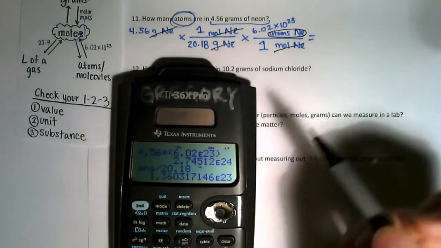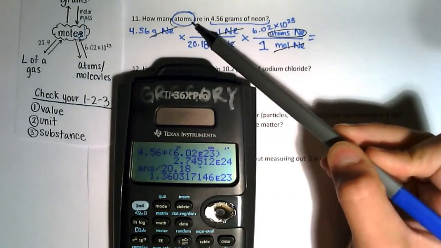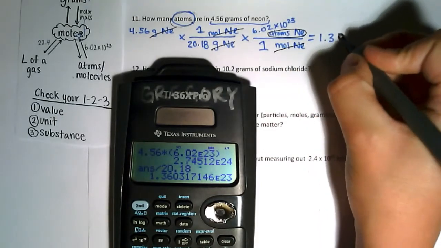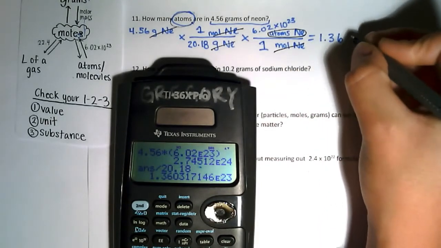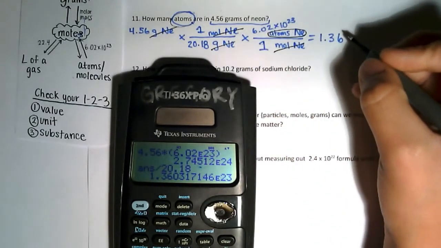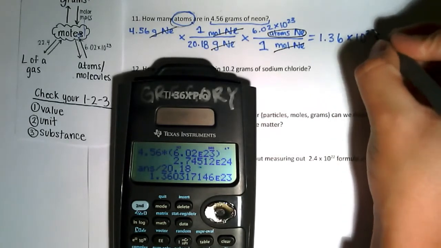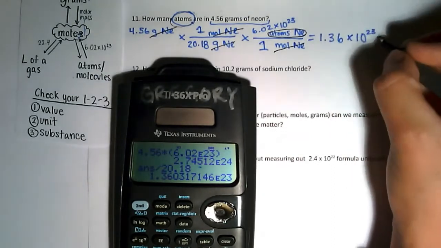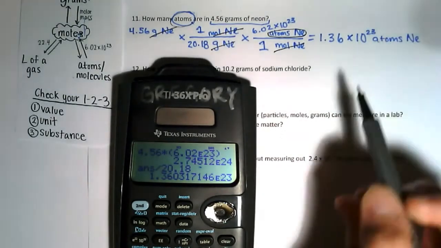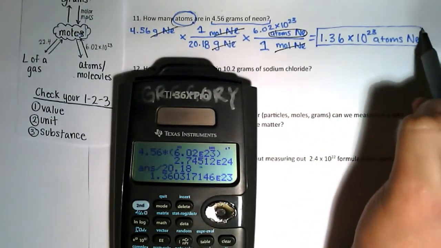And then my answer is a really big number, which is to be expected because we're getting atoms of neon. It's 1.360, but I'm going to round there. That's convenient. It already has 3 significant figures. 1.36 times 10 to the 23rd power. And the units are atoms of neon. Now I'm going to box that answer in. There's our final answer.